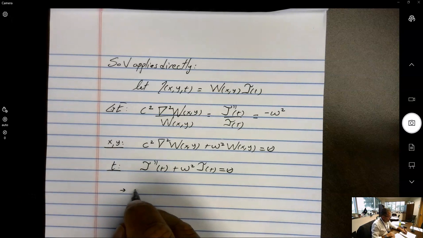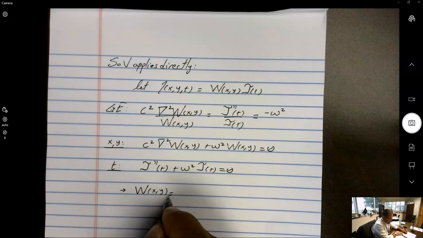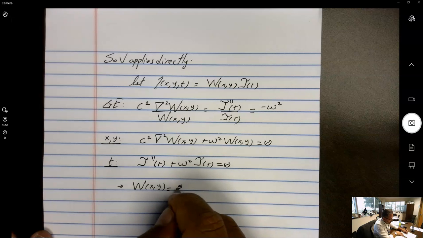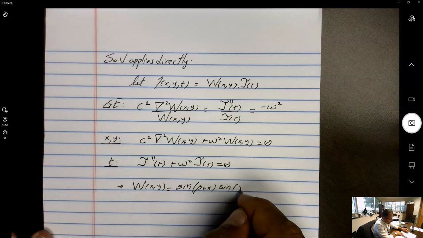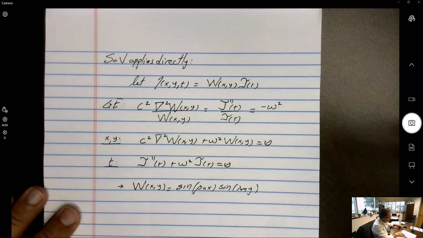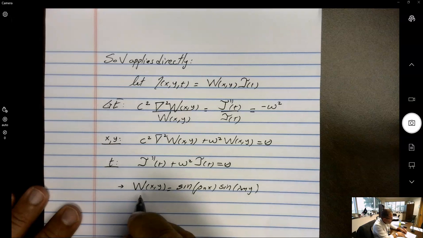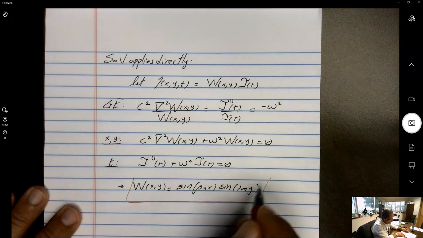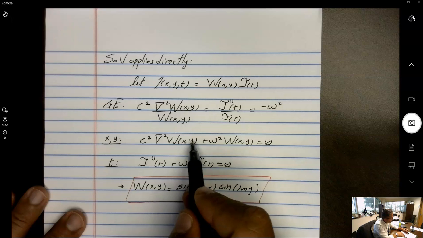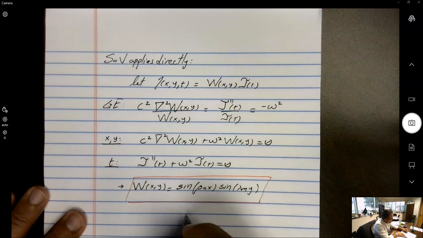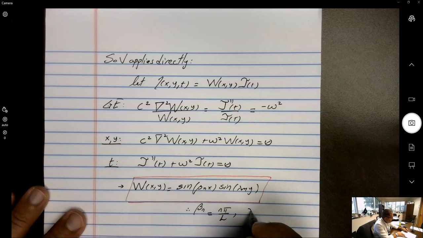Now, knowing that the problem in x and y will have these homogeneous conditions, this will yield a solution w of x and y equal to sine of beta n x times sine of lambda m y. So these are eigenfunctions in the x and in the y. Remember, you will have to break up w into x times y, the same thing that we did earlier in this class, in the same lecture. And beta n is n pi over L, lambda m is m pi over small l.